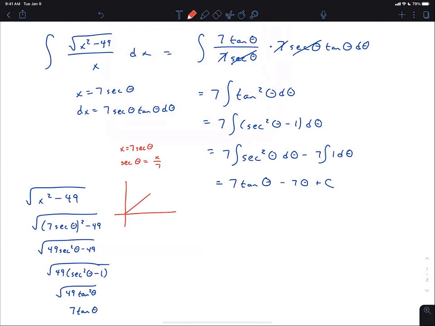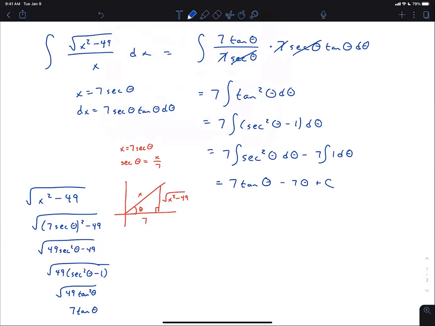So we draw a triangle in the first quadrant. This is theta. So secant is the reciprocal of cosine. So it's the hypotenuse over the adjacent side, or r over x. So we put x here and 7 here. And now the Pythagorean theorem gets us that this is the square root of x squared minus 49. So that is the triangle you want to draw, wherever they've got that on the choices.